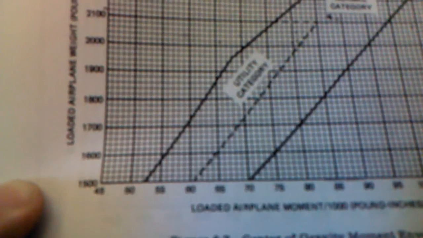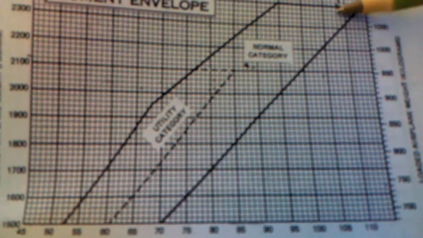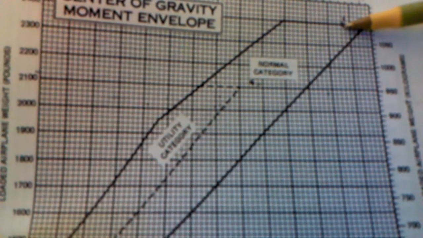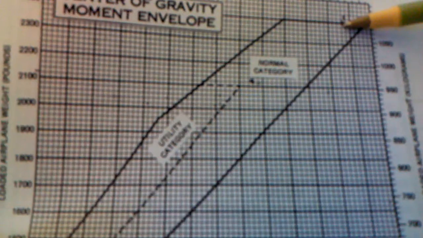So we're going to find our weight over here. Here's 2,400 pounds. And then we're going to come over until we find the moment down here. So 107.8 is going to be somewhere right around in here. And we're coming up. And where that meets the 2,400 line, that's where we are. So we're at the very top of the envelope.